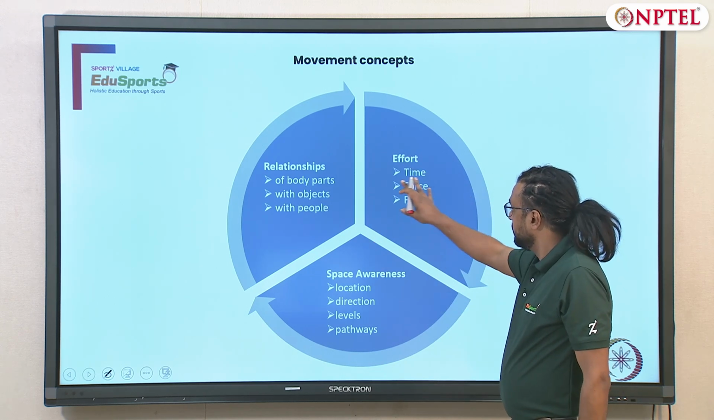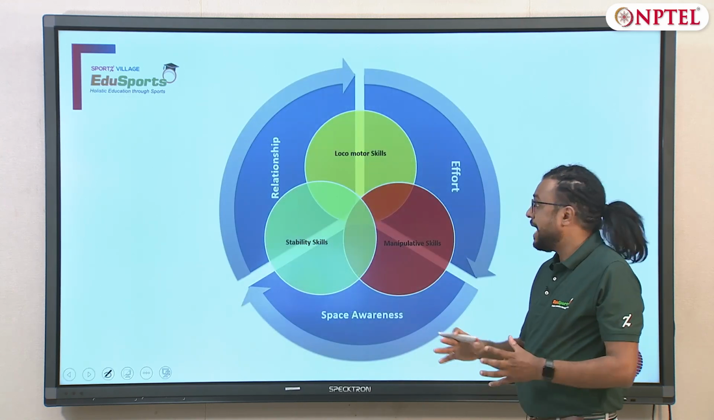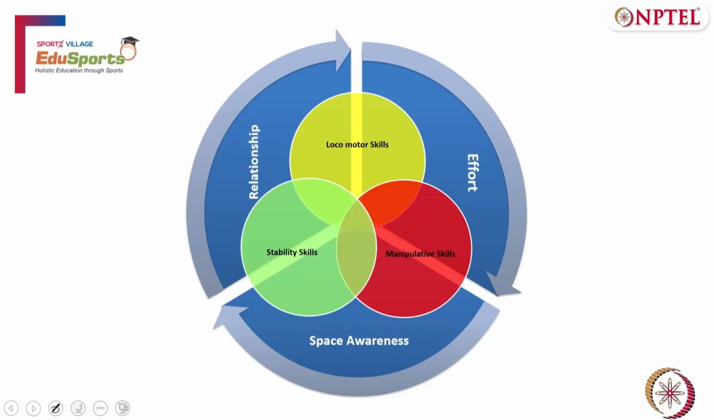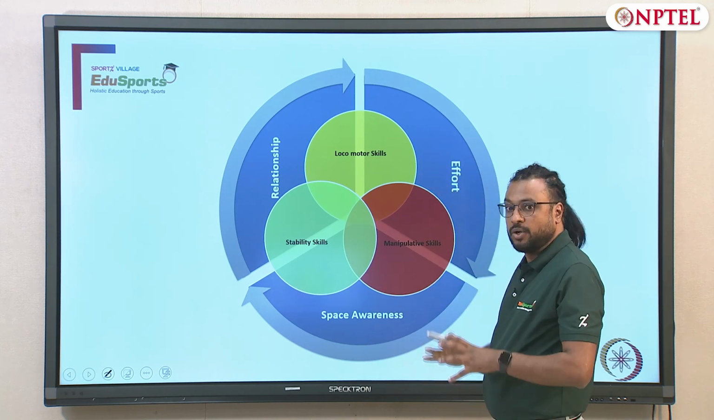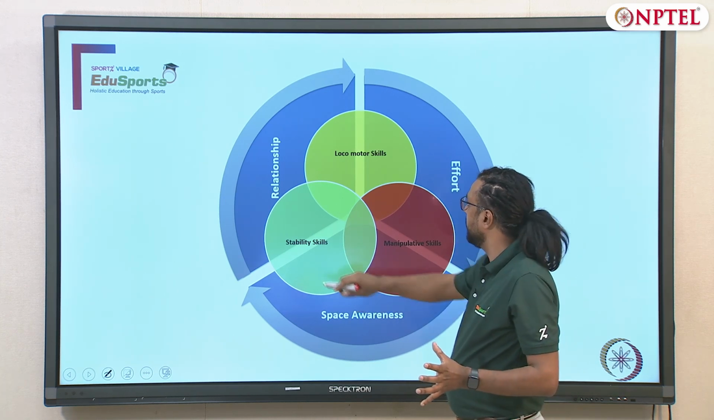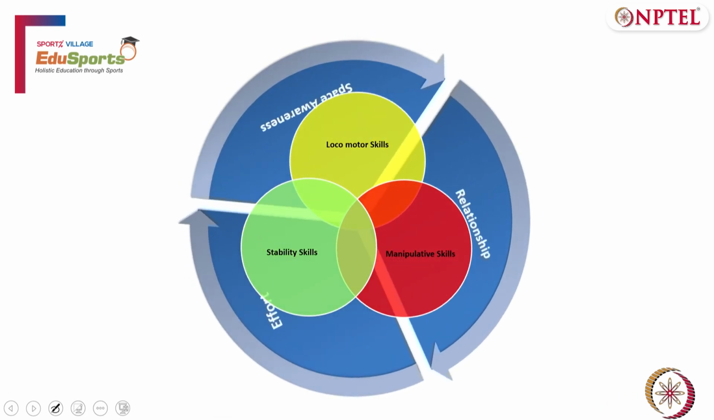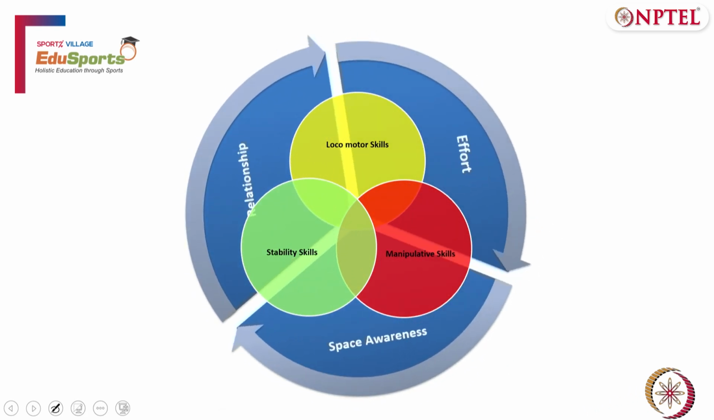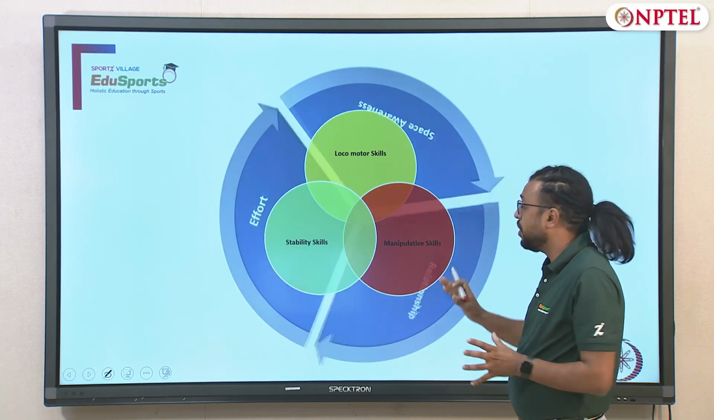All these three combined with fundamental movement skills actually help us in the overall development of motor abilities, right. If you see locomotor skills, manipulative skills, stability skills, they all cannot exist independently. They all coexist. Even effort, awareness, space awareness, relationship with your body, all coexist. And when you are actually performing an activity, you are doing all of this, or most of it.